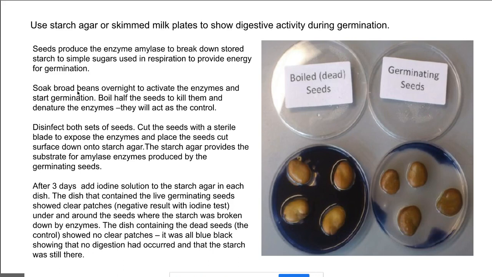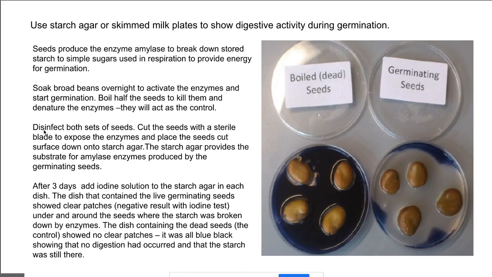We're going to use broad bean seeds because they produce a lot of amylase. We soak them overnight to activate the enzymes. They'll need water to start the whole germination process. And as a control, we're going to boil half of the seeds to kill them and denature the enzymes. So some of the seeds have been soaked as normal, the other seeds were soaked and then boiled.